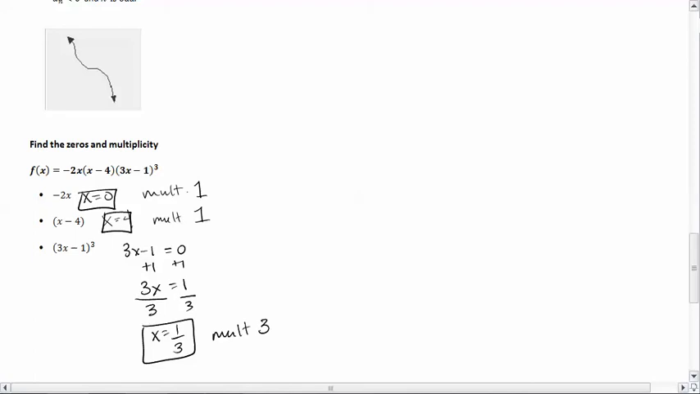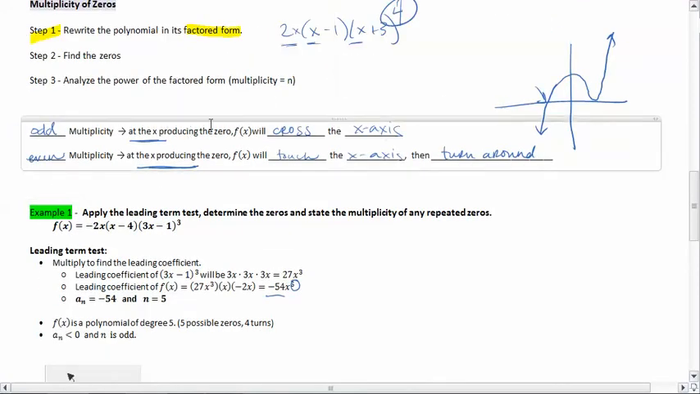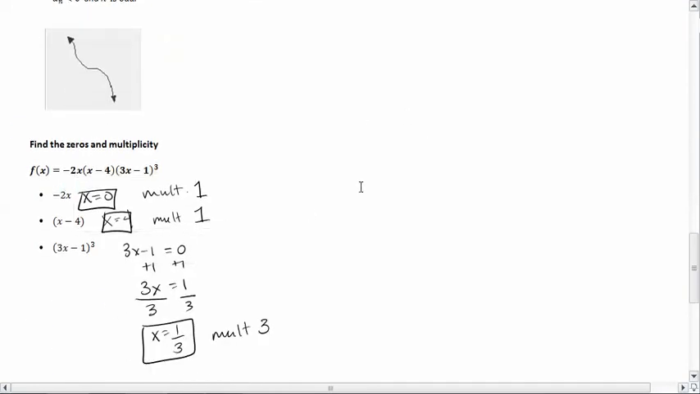And so what do we care about for these multiplicities again? If the multiplicity is odd, it means at the x producing the 0, f of x is going to cross the x-axis. So that means all of these multiplicities are odd. We're going to have a bunch of places where we cross, but we want our graph to look like it looks in the above picture, where we were increasing as we were going to our left end. Our left end was going to positive infinity. Our right end was going to negative infinity.